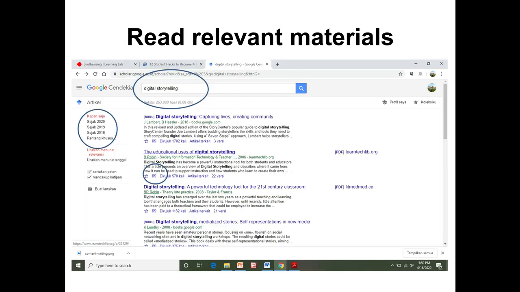Citing or referencing. Read relevant materials. Hano bari kutwereka uburyo ushobora gusoma ibintu bifitanye isano.